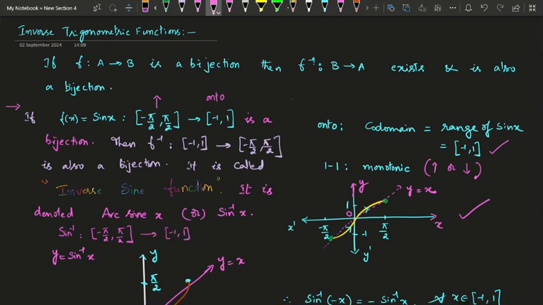Now how can we draw the graph of the inverse sine function? First of all, draw the graph of the sin x function in the closed interval minus pi by 2 comma pi by 2, right?